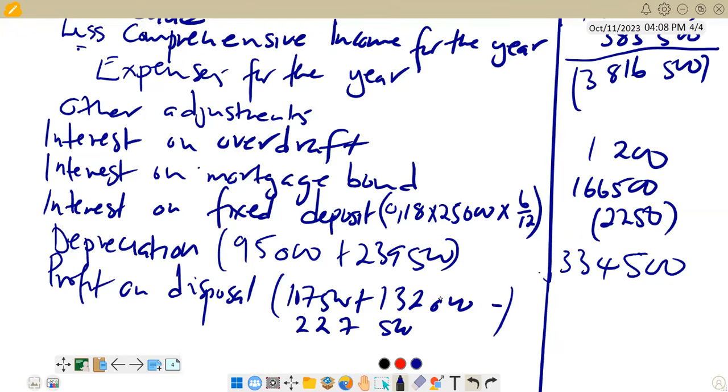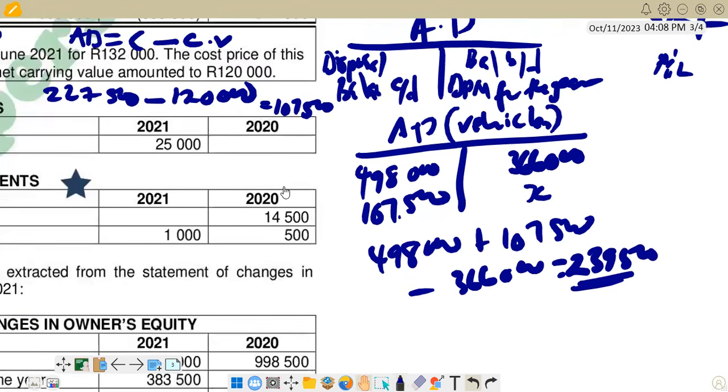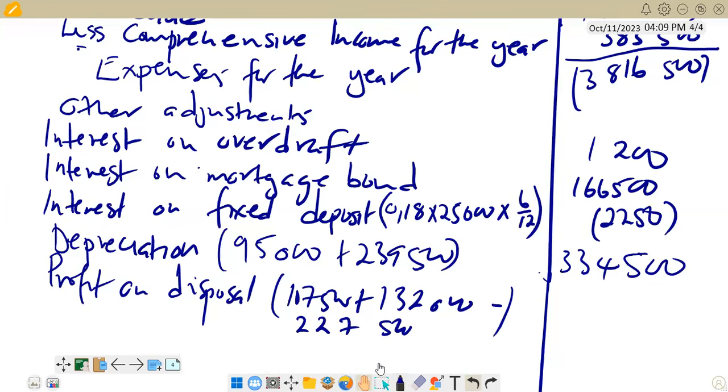Then we can just check our figures for accumulated depreciation. We have 107,500 there. Yes, 107,500 is the accumulated depreciation that we found there. So that's correct. So if you do that correctly, you are supposed to get the profit on disposal there, which is 12,000. And we said this is income, so we show it in brackets. Remember, all income, we show in brackets.